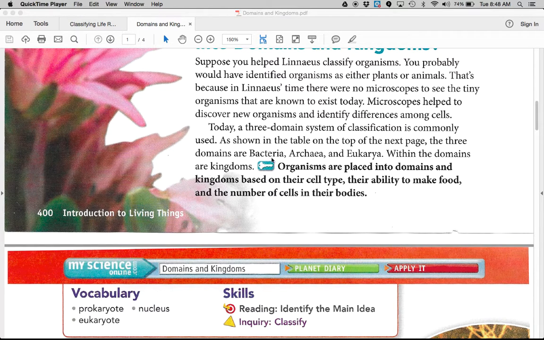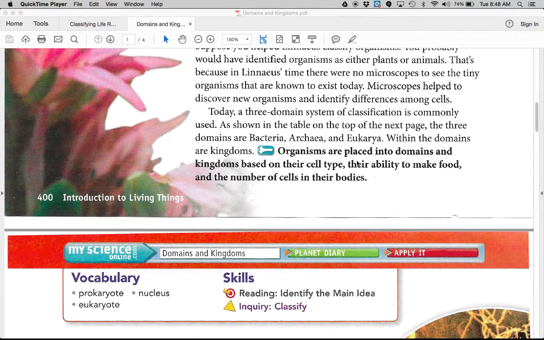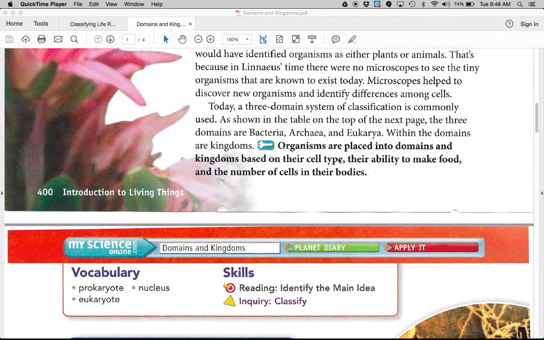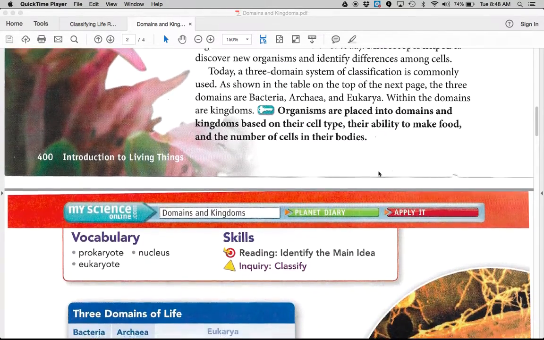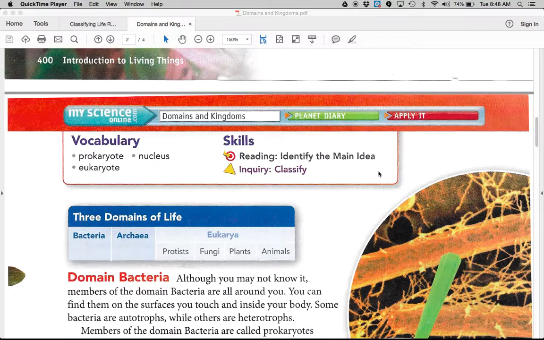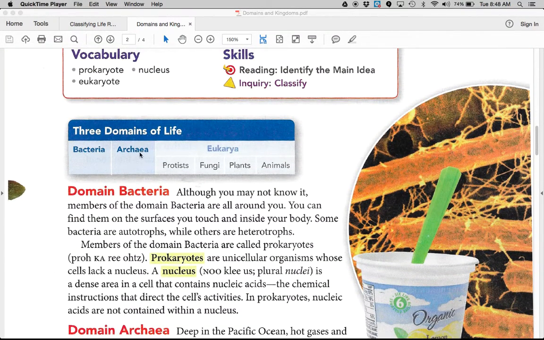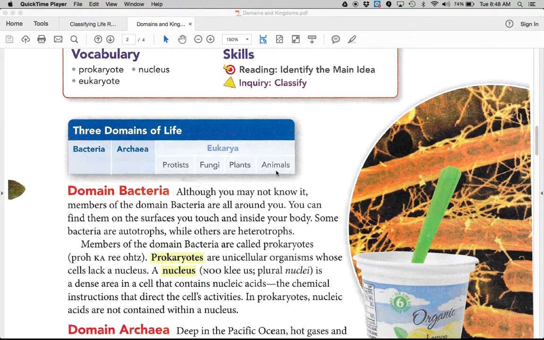The three domains are bacteria, archaea, and eukarya. Within the domains are kingdoms. Organisms are placed into domains and kingdoms based on their cell type, their ability to make food, and the number of cells in their bodies. All right, so these are the three domains of life. You have bacteria, archaea, and eukarya. And then under eukarya, you have these four kingdoms: protists, fungi, plants, and animals.